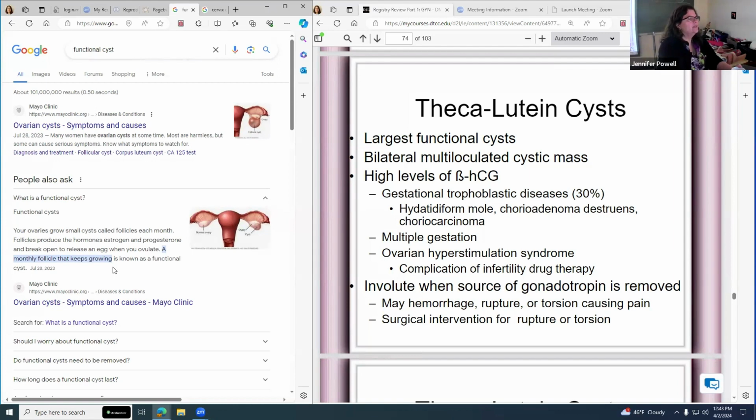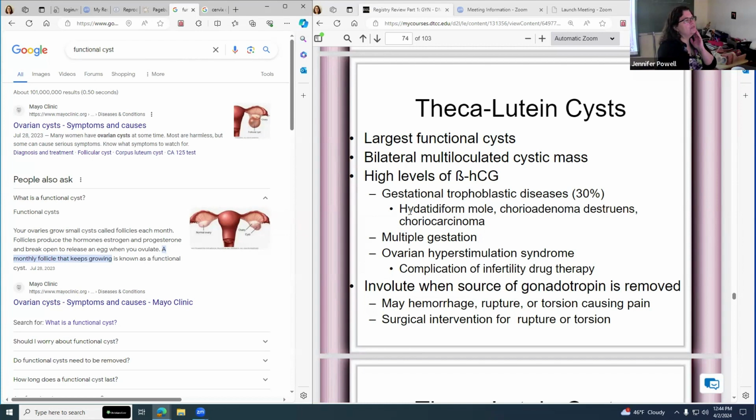In a cell that has been fertilized, you have trophoblastic cells, which then are what become the placenta and begin to produce HCG. When those cells go out of control, you can end up with these really high levels of HCG, not because there's a baby, but because there's these out of control trophoblastic cells. So gestational trophoblastic disease is 30% of the time, which is also known as a hydatidiform mole.